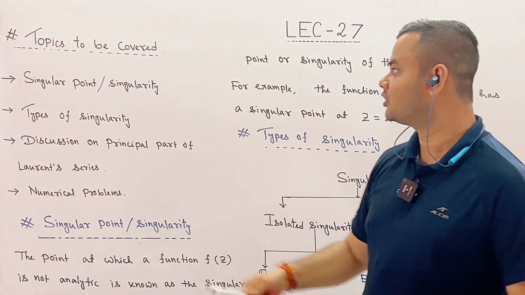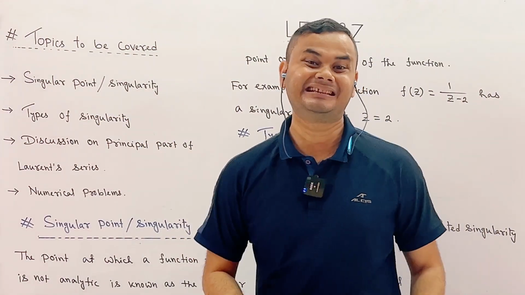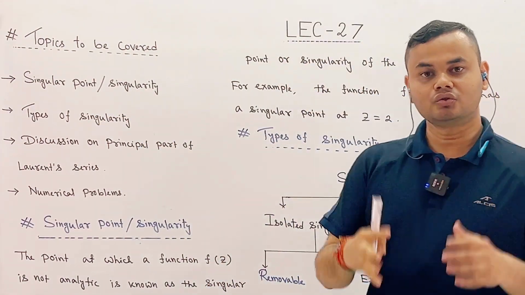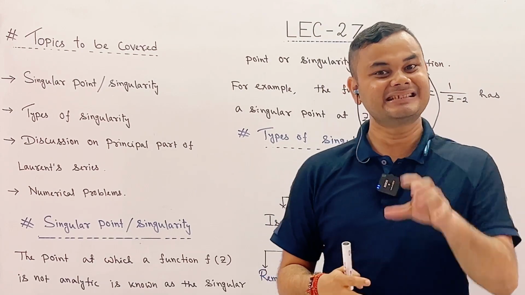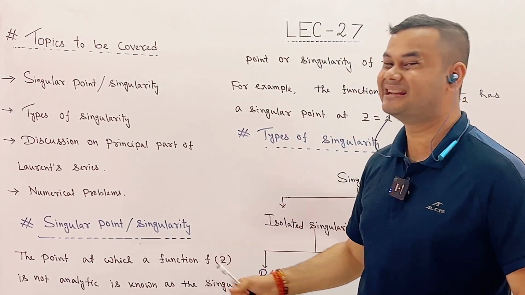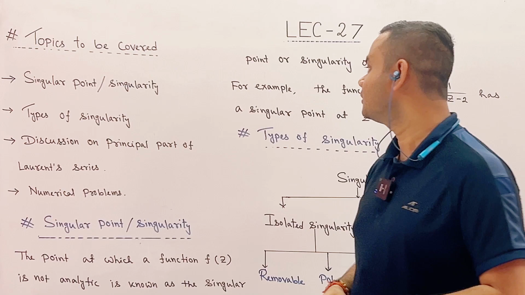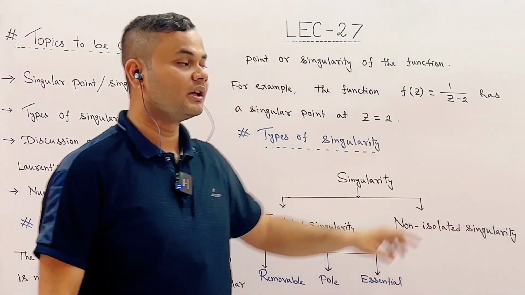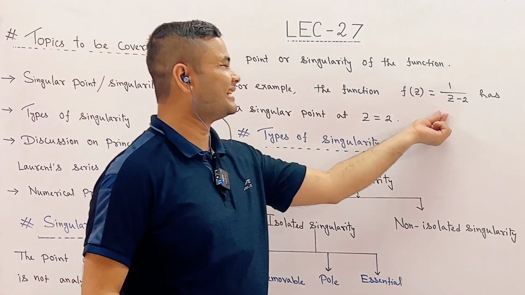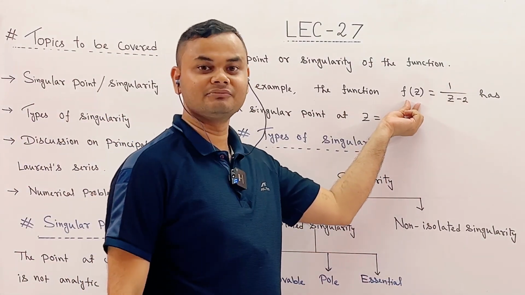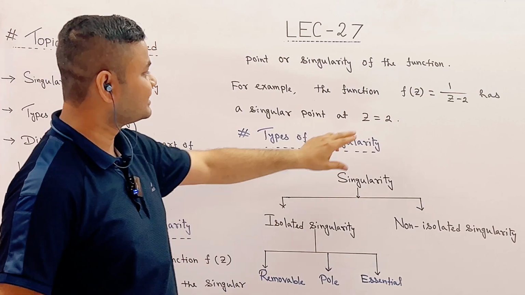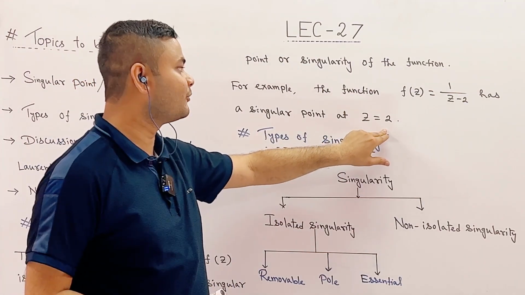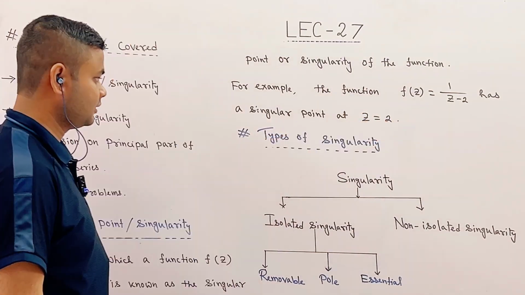Now, let me define what is a singular point or singularity of a complex function. Students, singular point basically means it is the point at which the function f of z is not analytic. For example, we have a function f of z which is equal to 1 by z minus 2. Here we have seen that if we put z equal to 2 here, then this function becomes infinite. So we can say that z equal to 2 is the singular point of the function f of z.